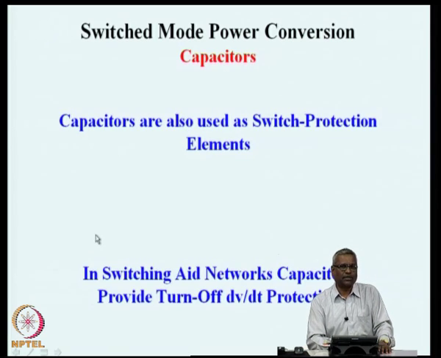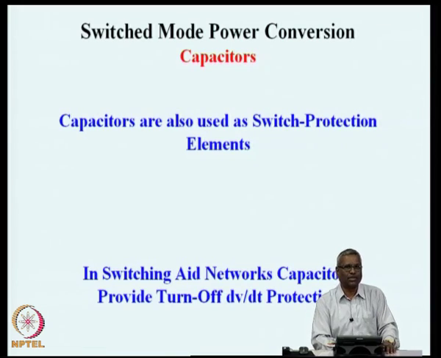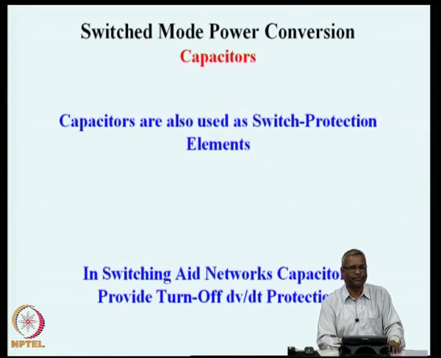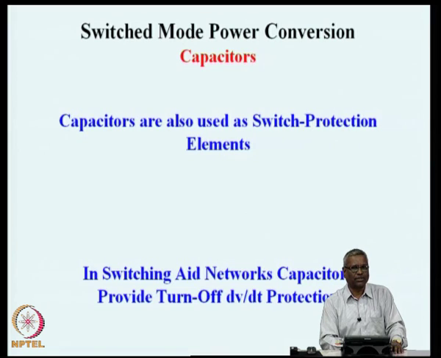Capacitors are also used in protection circuits. The switches, as we had seen, are subjected to large voltage and current stresses, and it is necessary to protect them against over voltages and over currents during switch on and switch off. We had seen that during switch on, over currents are prevented by introducing inductors in the circuit, and inductors, by their capacity to limit the di/dt, the rate of rise of current, provide protection during the turn on process in the switch.